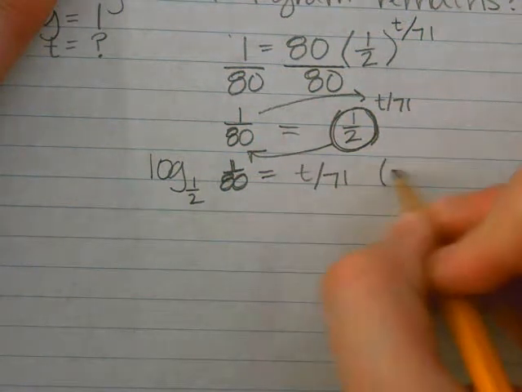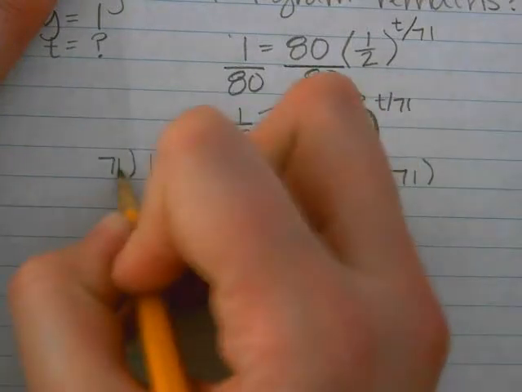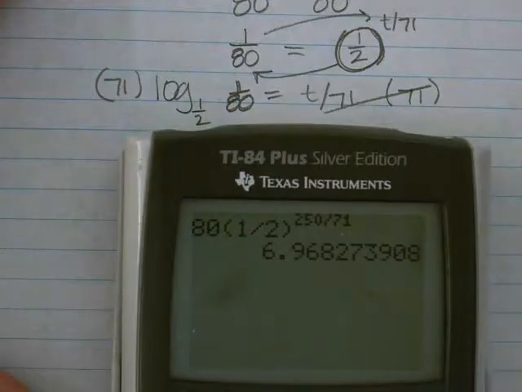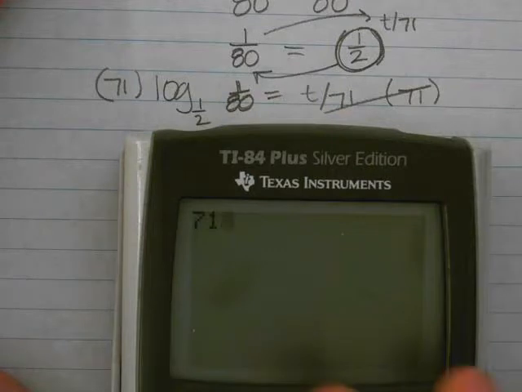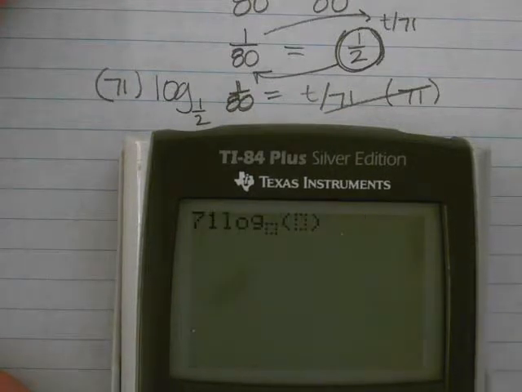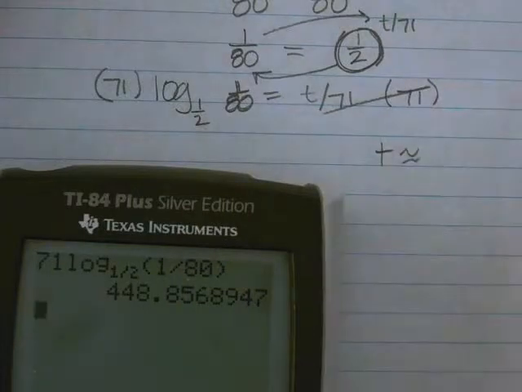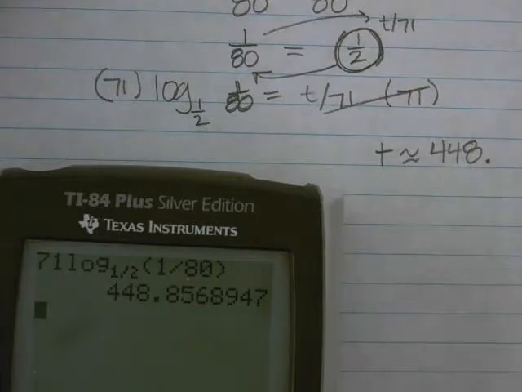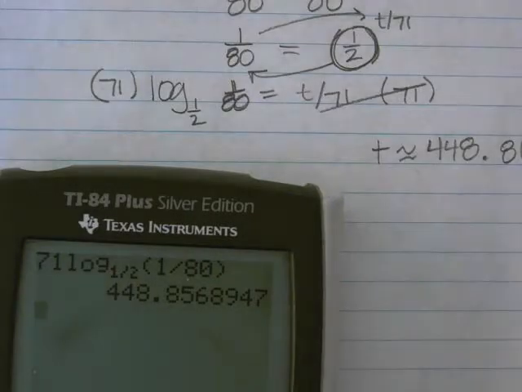So now we're going to say times 71 on each side. So we can type this in our calculator. Now my calculator screen probably won't show very well. So 71 times log base 1/2 of 1/80th. So t is approximately what decimal are you guys getting? 448.86. So the 5 is followed by a 6, tells us to round up.